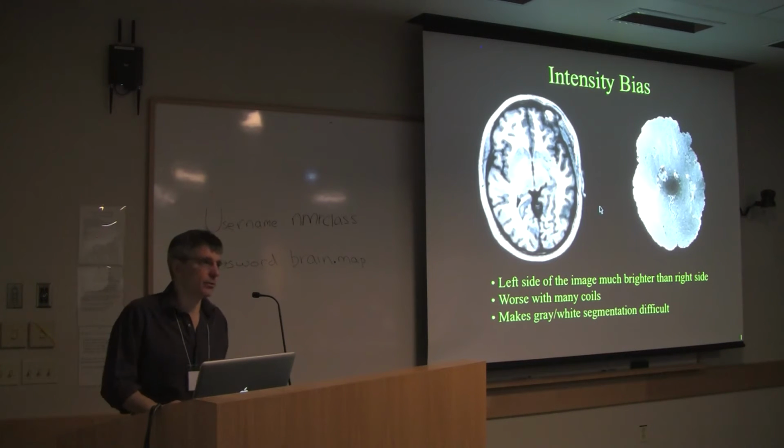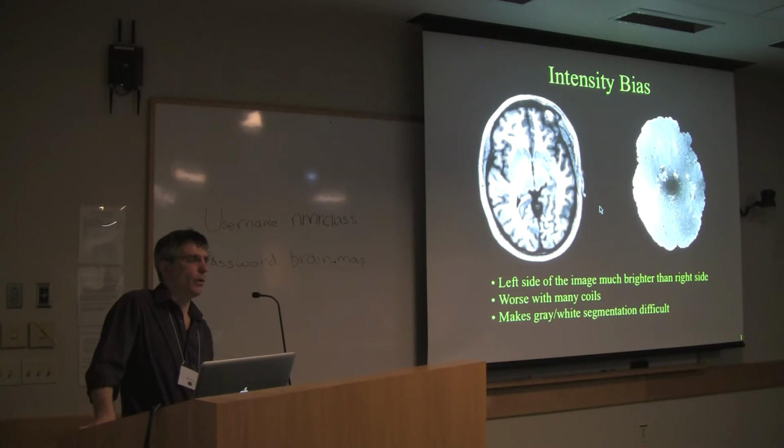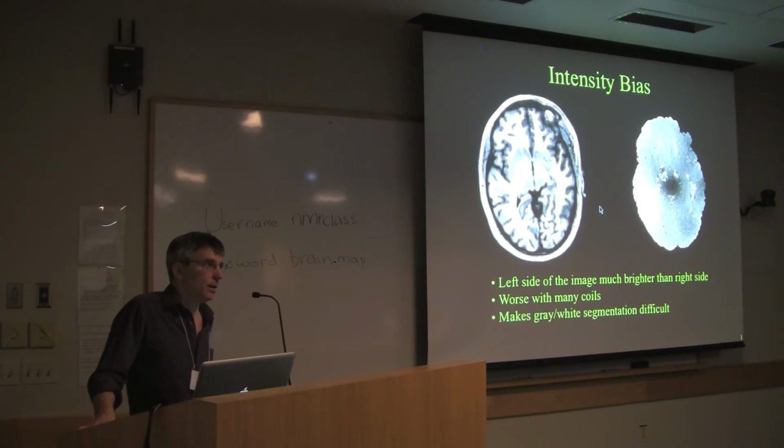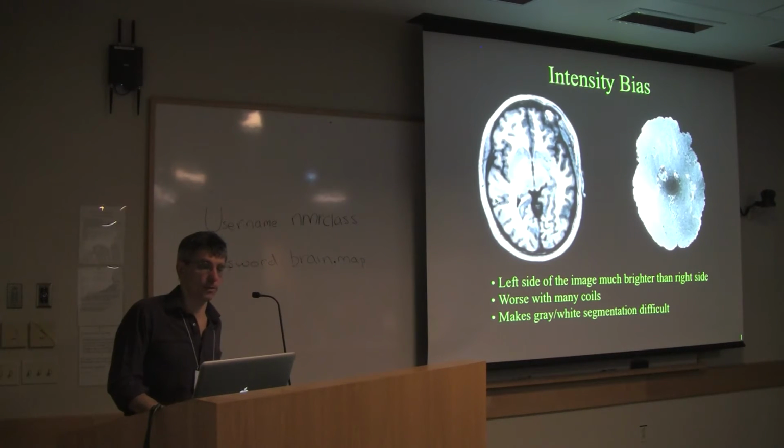So intensity bias, if you remember from this morning, is these slow fluctuations across space of intensity. So in this case, the right side of the image is much darker than the left side of the image. And in fact, the white matter on the right side of the image is as dark as the gray matter on the left side of the image. The human eye is horrible at being able to pick these things out. It's actually the visual system is set up to remove these types of things. So it's very difficult for you to look at these things and see that there's an intensity gradient.